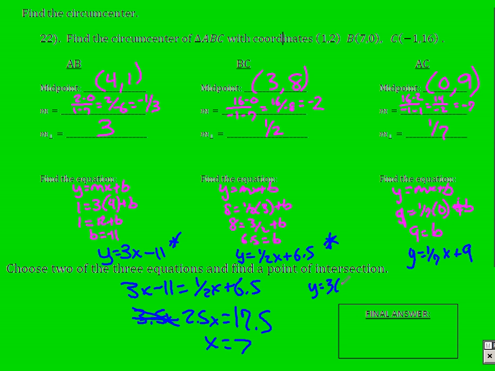Y equals 3 times 7 minus 11, which equals 10. So my final answer should be in the ordered pair, 7, 10. So, long, tedious process, but this is also the one that is worth most points on the test.